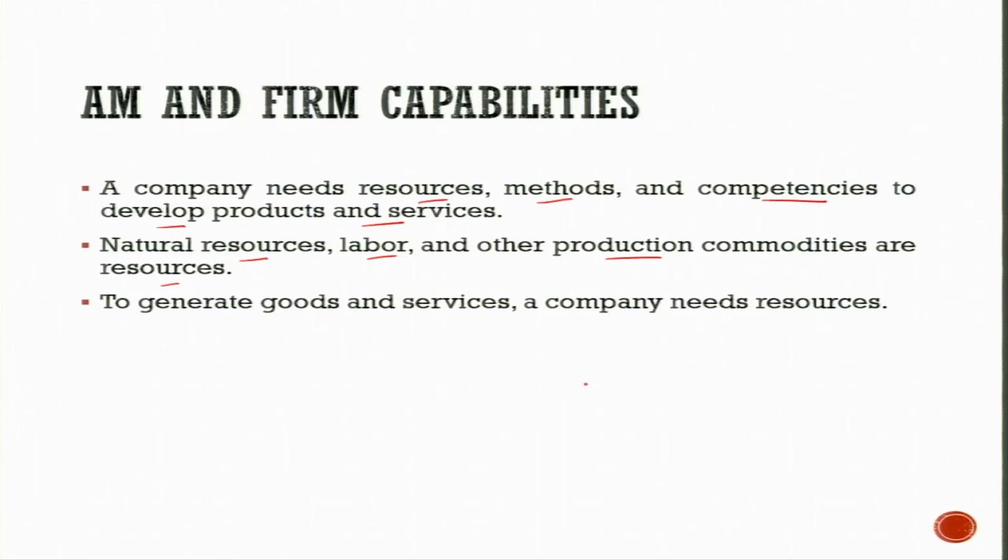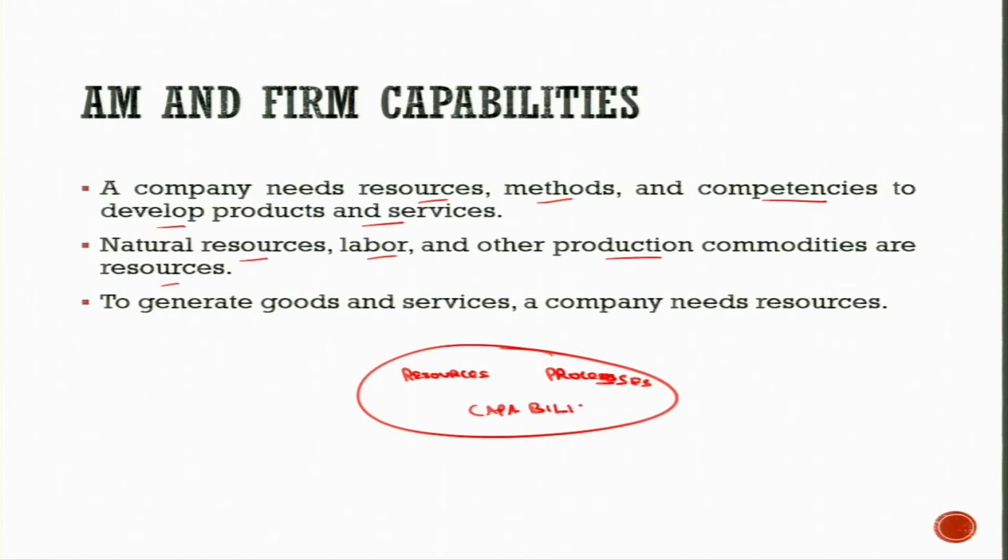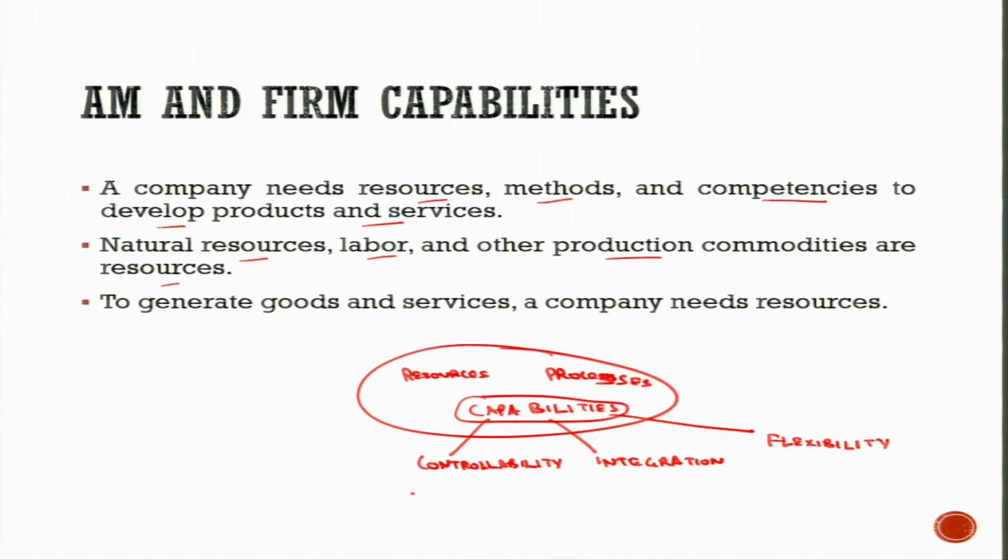So, if I say product capabilities, here we have the resources, processes and capabilities. Because we are talking about a total advantage, the firm or the company which is taking the additive manufacturing has to have good capabilities, and these capabilities in itself should be controllable. I would say controllability of these things, then integration and flexibility, which means the firm's controllability.